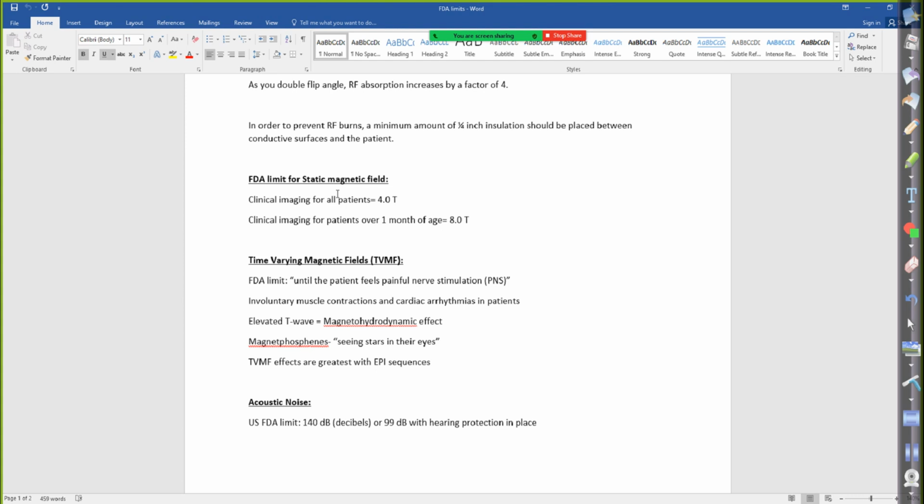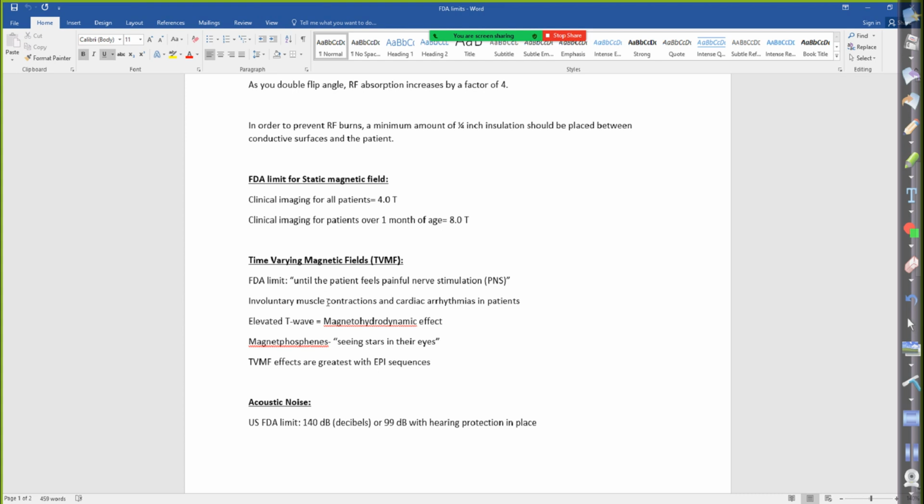So it's basically everybody. But if you're scanning a patient, okay, so sorry. How do I phrase this? My brain's not working today. Okay, so if you have a patient that is less than a month old, the limit is 4 Tesla. But for patients that are a month old or higher, you can scan them at 8 Tesla. So it's just an FDA limit. I don't know why they make you remember that, but they do for the registry.